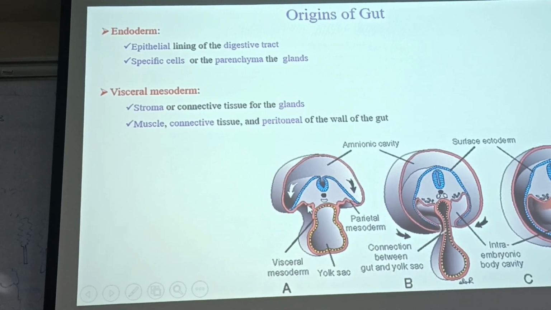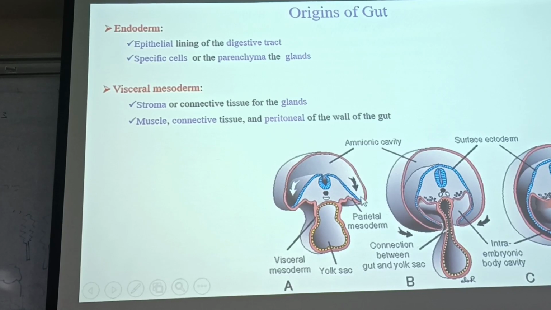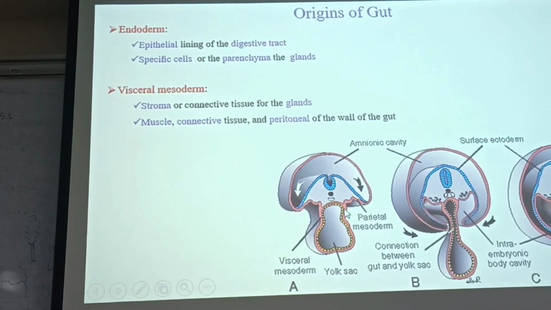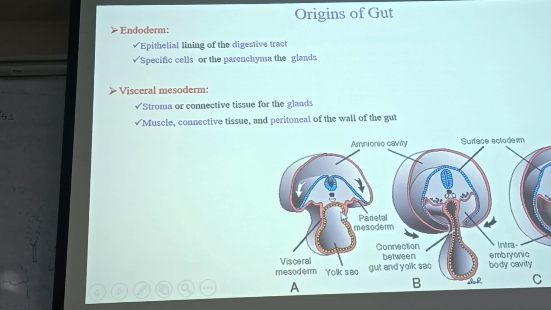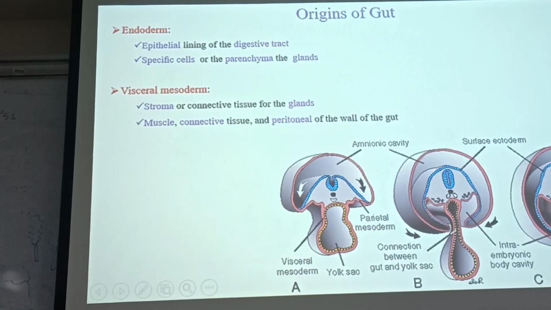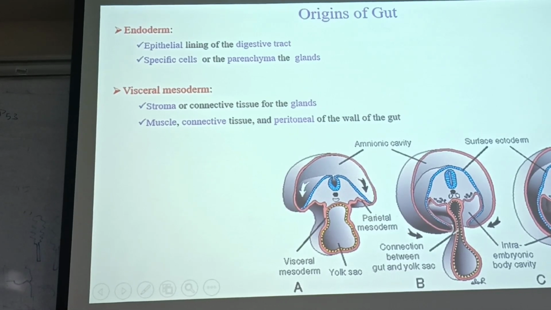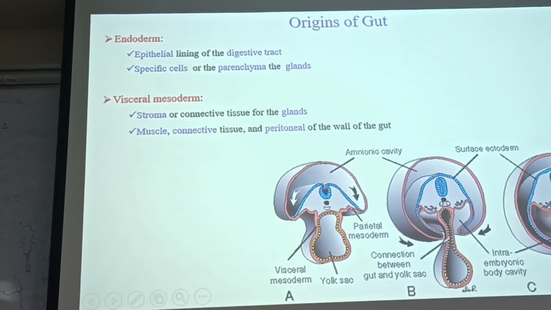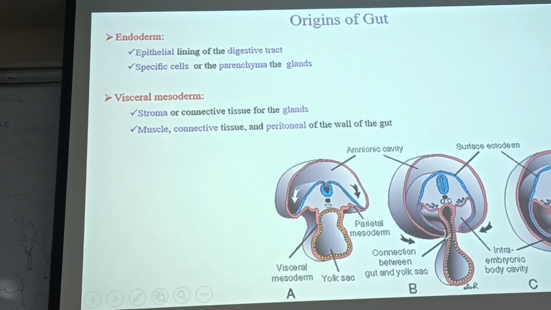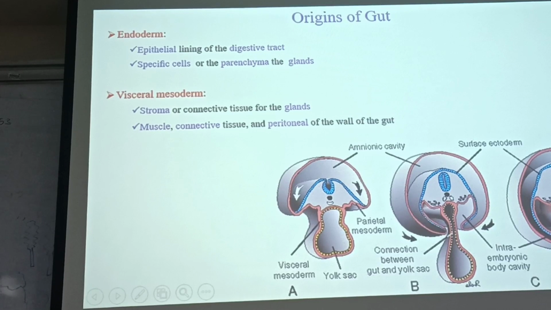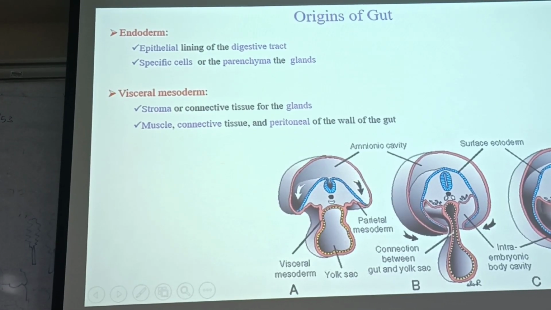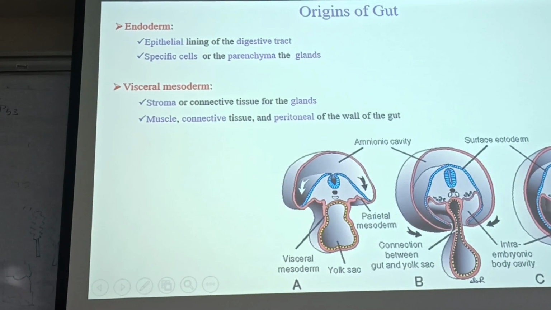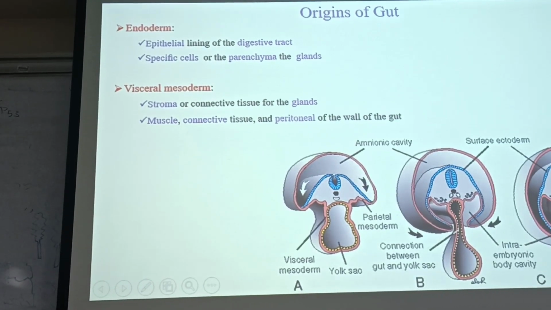Look at this picture. In this picture, you can see ectoderm layer, parietal mesoderm, and visceral mesoderm. And what is this? Endoderm layer. In this picture, you can see the gut tube or digestive tract. Please tell me the origin of the epithelial layer as the inner layer of the digestive tract. Endoderm. And the muscular layer, connective tissue, and peritoneal layer originate from visceral mesoderm. This is visceral mesoderm.